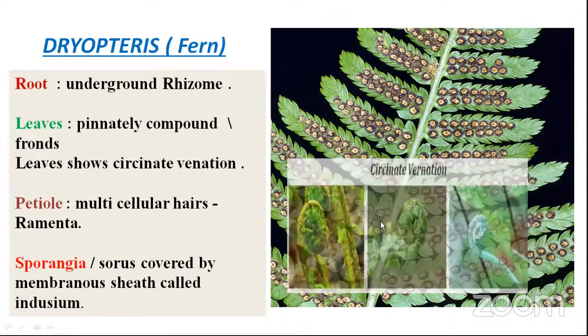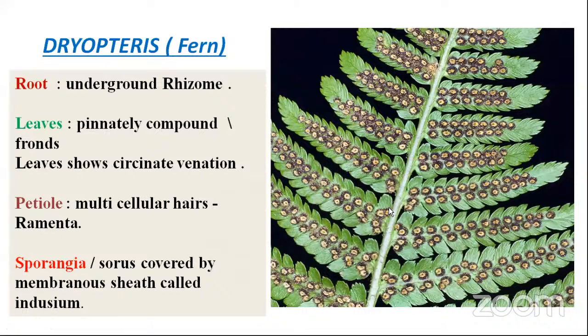Coming to the petiole, on the petiole you can see brownish hair-like structures. They are brown in color. These multicellular hairs are called ramenta. And on the leaf, you can find a yellowish color. The yellowish color is the sporangium.